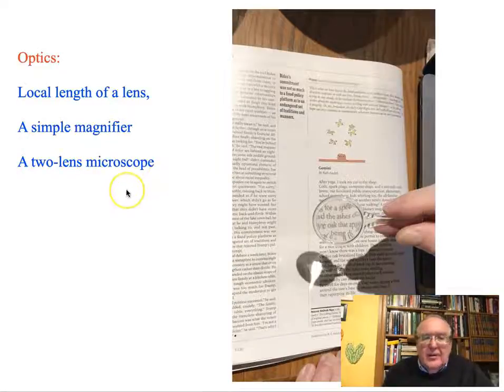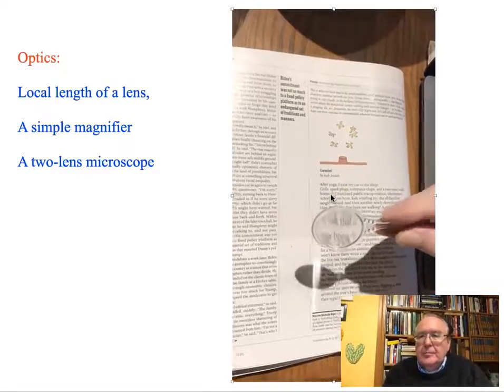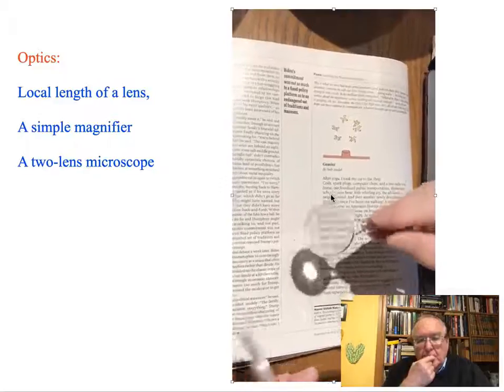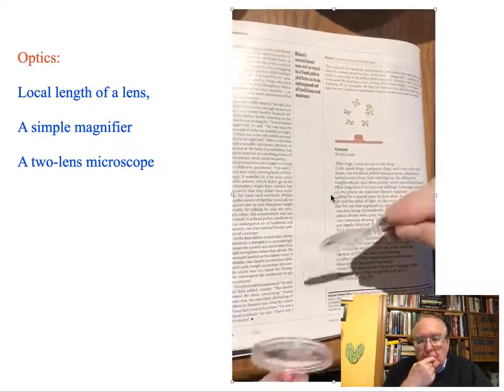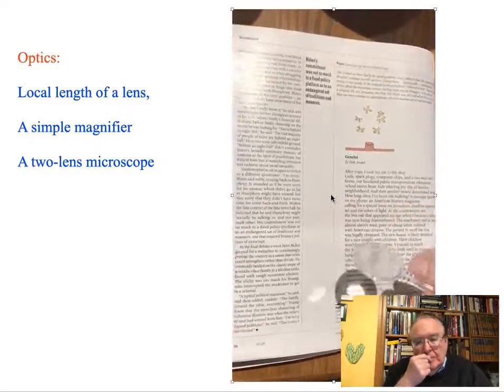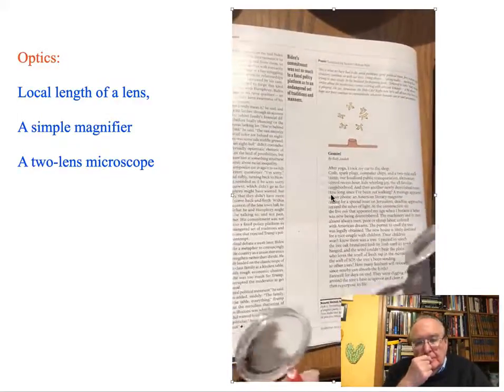So inside of your packet there are a couple of very cheap plastic lenses. I apologize, I could not get decent glass lenses for this course. So here we go. We're going to look at lenses. These are 2 extremely cheap plastic lenses, and you'll see the quality is terrible.